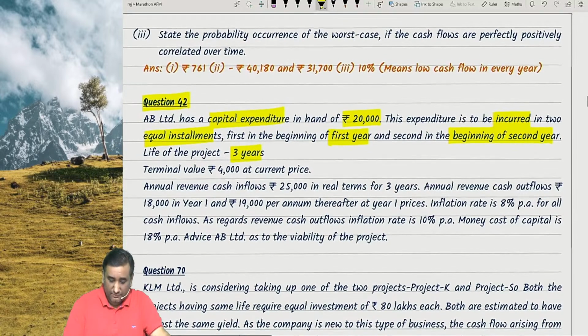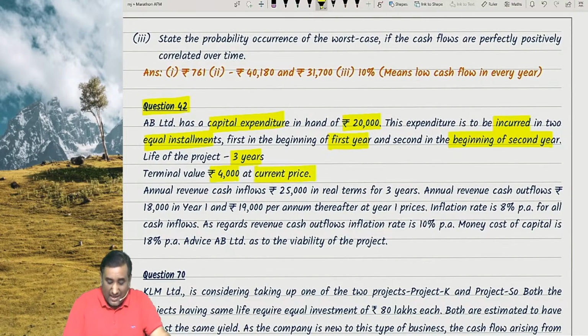Now the wording starts. Terminal value 4,000 at current price. That means terminal value is at the end of the year, but it is standing at what level? 0 period. It means it's real. Anything which is standing today would be real. That means inflation is not included. Annual revenue cash inflows 25,000 in real terms for 3 years. Annual cash outflows rupees 18,000 in year 1 and 19,000 per annum thereafter at year 1 prices.